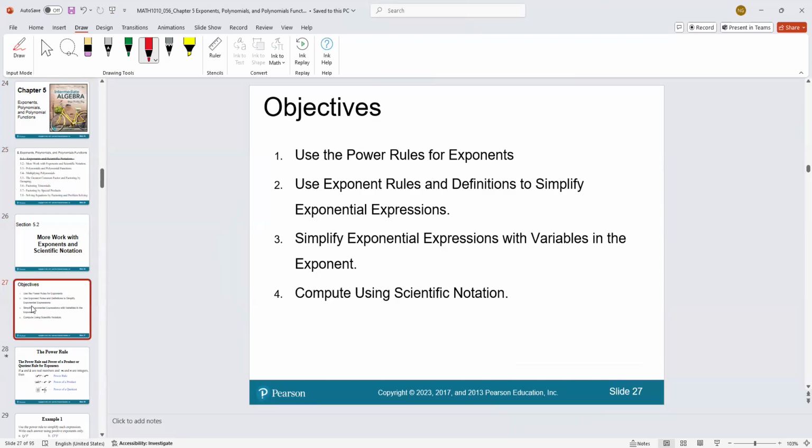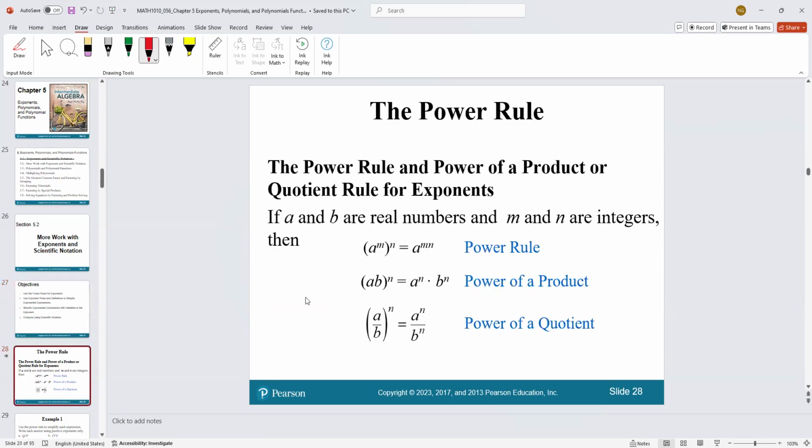We have multiple objectives. Use the power rules for exponents. Use exponent rules and definitions to simplify exponential expressions. We're going to simplify exponential expressions with variables in the exponent, and we're going to compute using scientific notation. Without further ado, I think the first thing we're going to do here is to talk about the power rule. The power rule and power of a product or quotient rule for exponents.